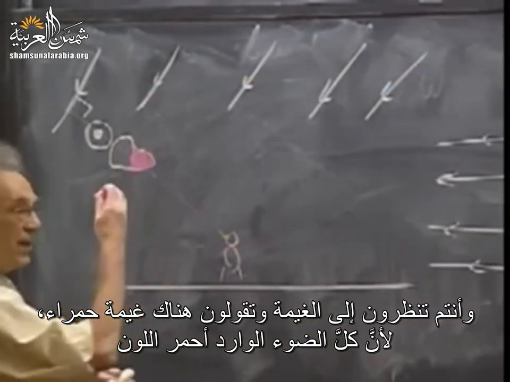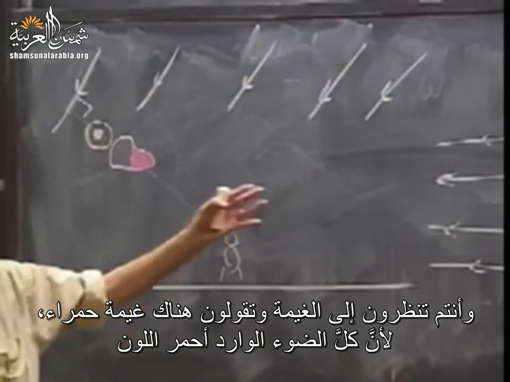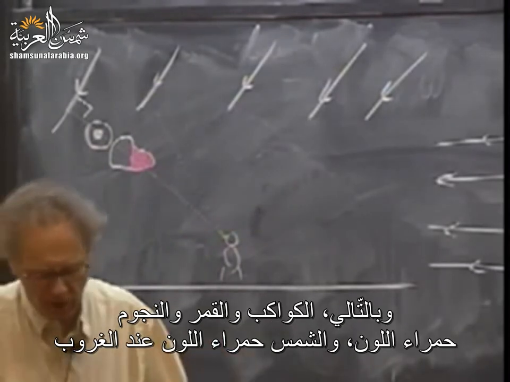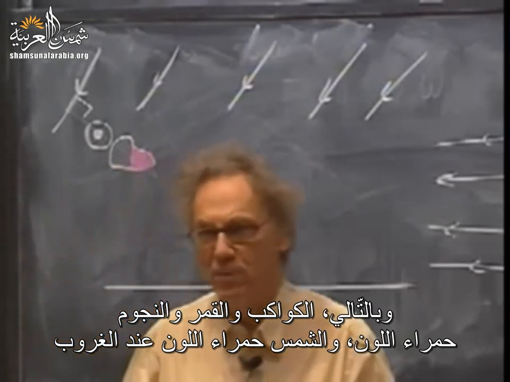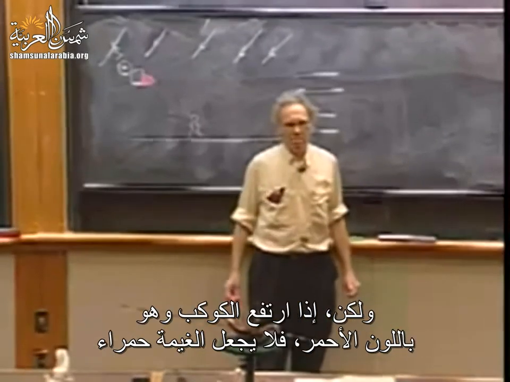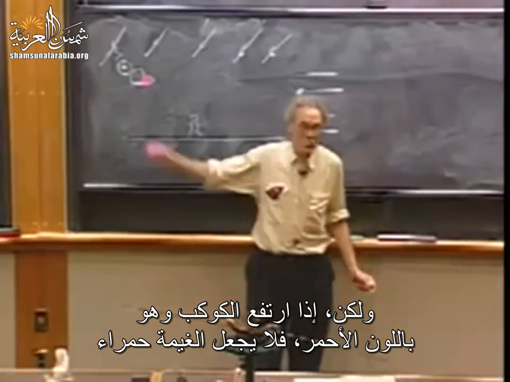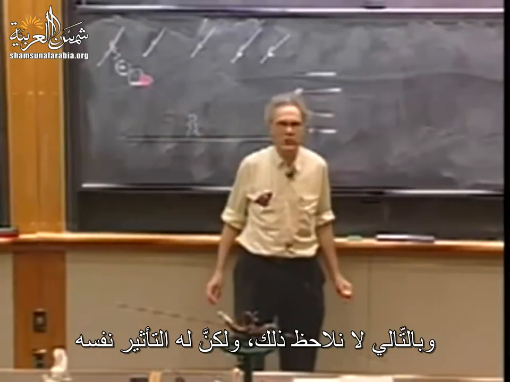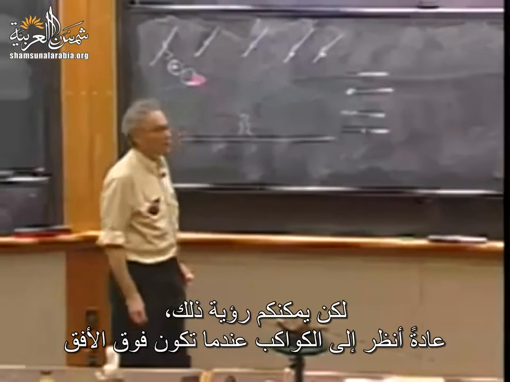And you look at the cloud and you say there's a red cloud, because all the light is red. And so the sun is red when it sets, when it rises. The moon is red, the planets are red, the stars are red. But if a planet rises and it is red, it doesn't make your clouds red, so you don't notice that. But it's the same effect. And you can see that.